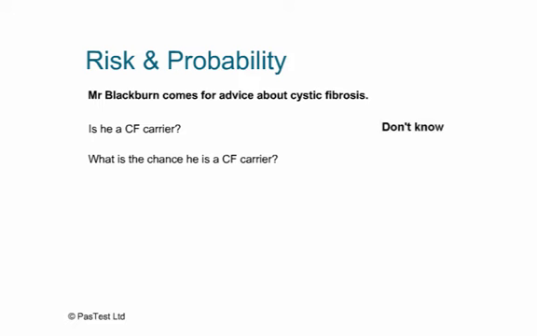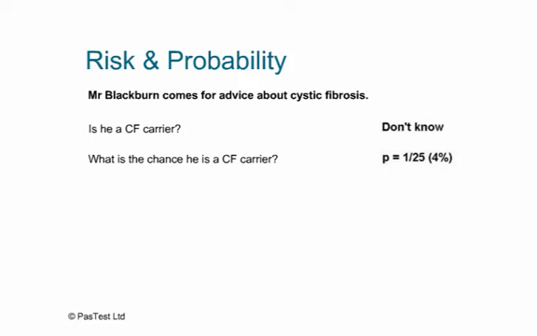Well, all we know about Mr. Blackburn is that he's a man. We know he's come to our clinic. So all we know about him is that he is someone from the general population. And his risk would therefore be a general population risk of around 1 in 25, or 4%. So that's all we know about Mr. Blackburn at this point.